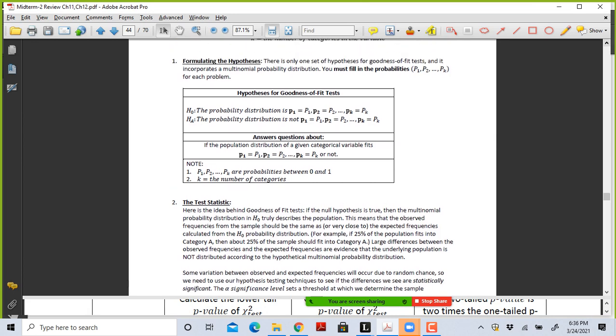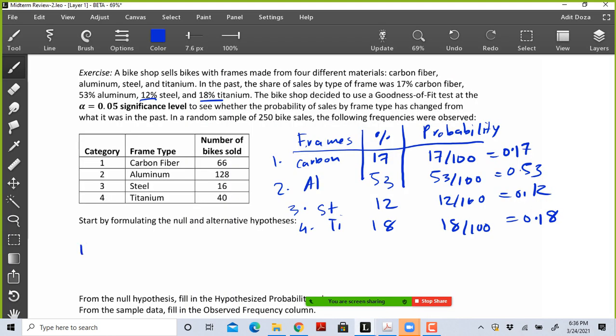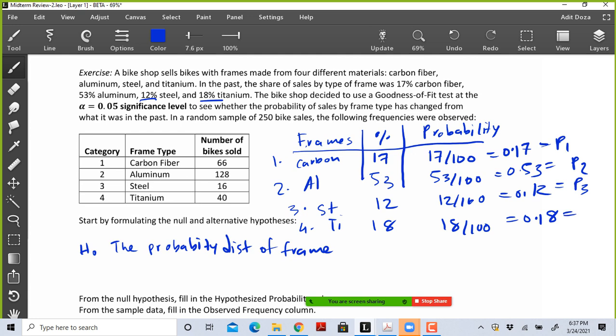So first you write the probability distribution, this and this. So null is the probability distribution of frame type. Here this is frame, right? Distribution of frame. So this can be P1, this is your P2, the fraction, this is P3, this is P4. These are all probabilities, right? So the probability distribution of frame, you say that P1 was 0.17, P2 0.53, P3 was what?